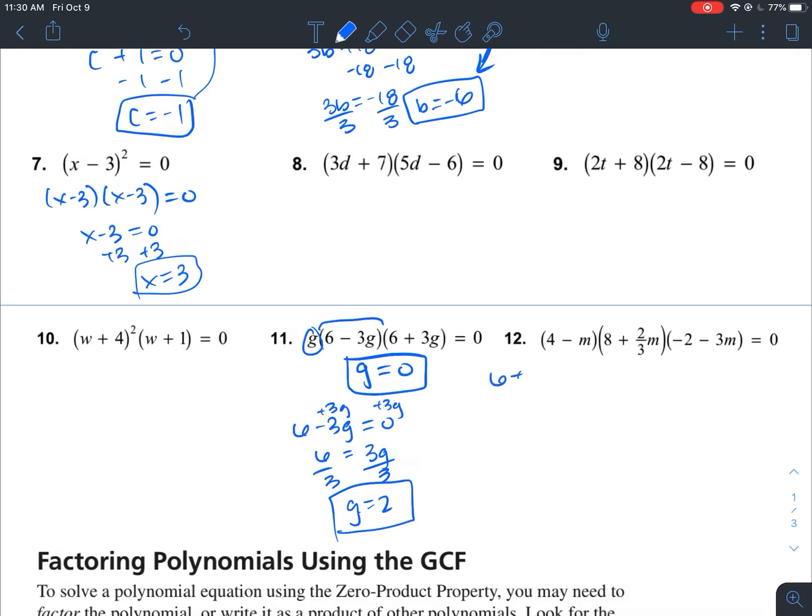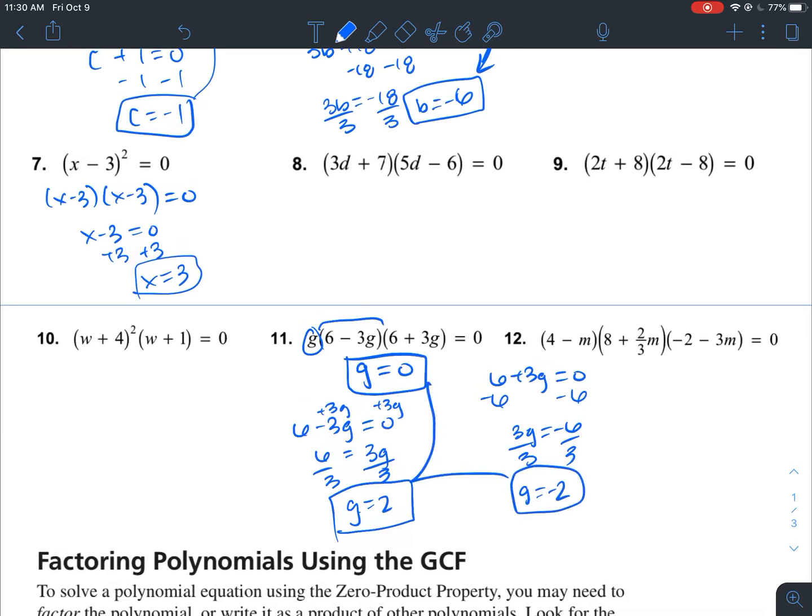Now I take 6 plus 3g, set it equal to 0, subtract 6 from both sides, so then we get 3g is equal to negative 6, divide by 3, so g is equal to negative 2. So look, we have 3 solutions right here.